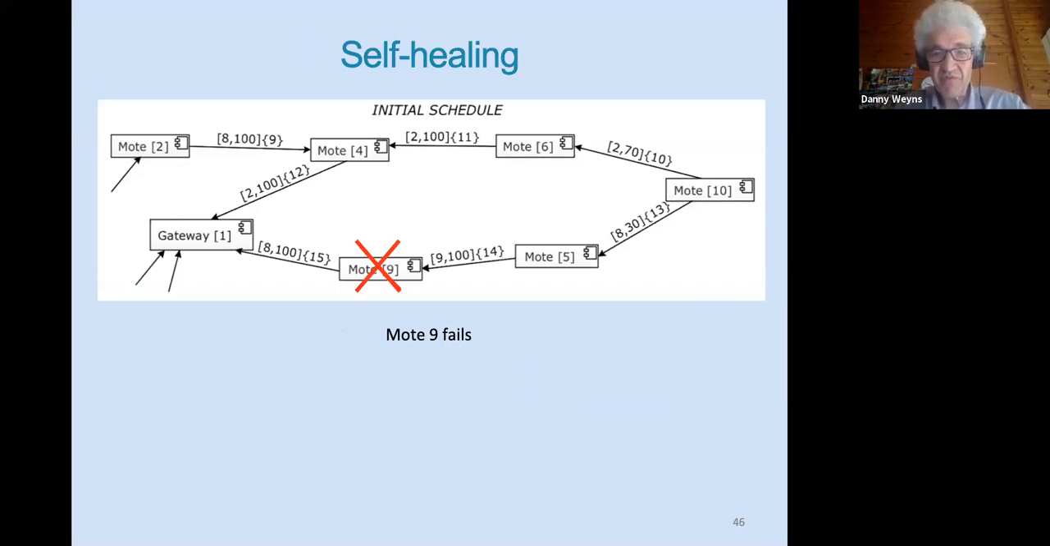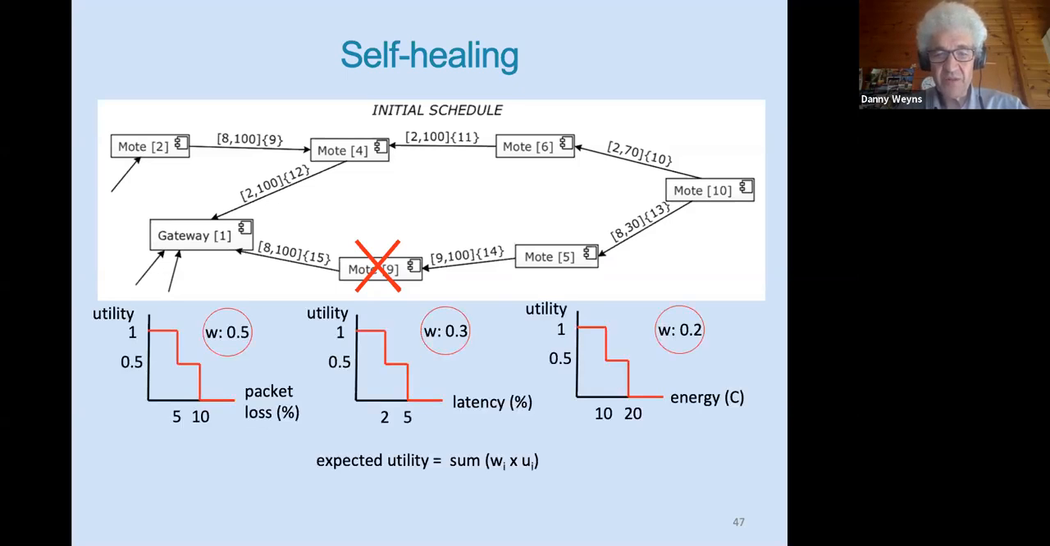This is of course unavoidable if the mode is gone. But moreover, all the data that mode 5 sends to 9 will not reach the gateway. And the data that mode 10 and all the parents of mode 10 reach will also not reach the gateway. So we need to take action. To take action here, what we might do is look at possible configurations or reconfigurations.